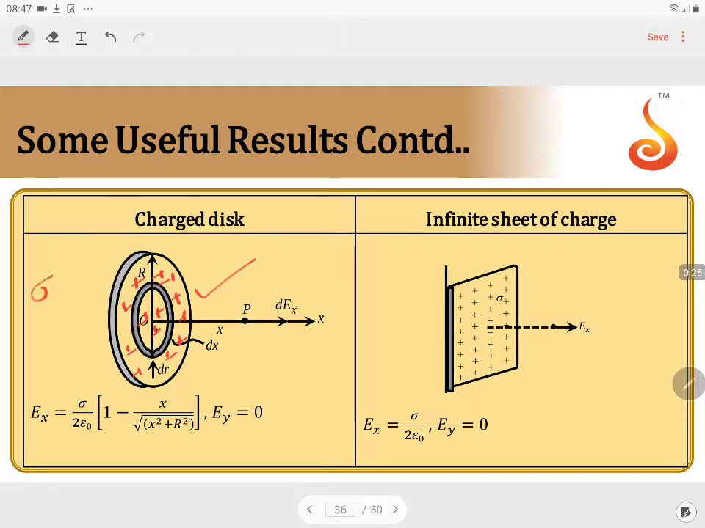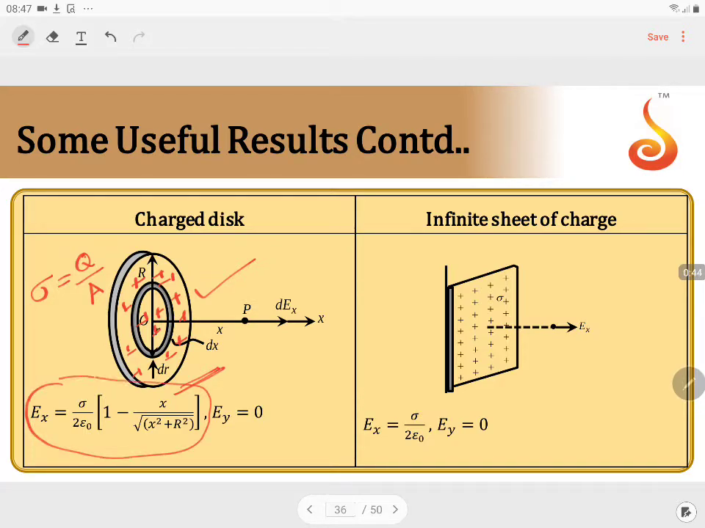Sigma we have to define here. What is sigma? Surface charge density. That is the total charge on the disk divided by the total surface area of the disk, that is pi r square. So we are going to derive this.